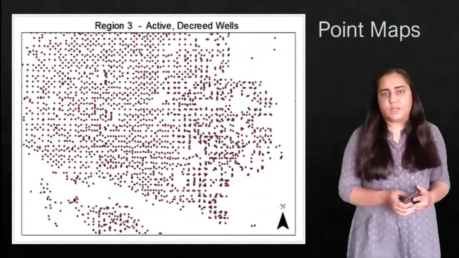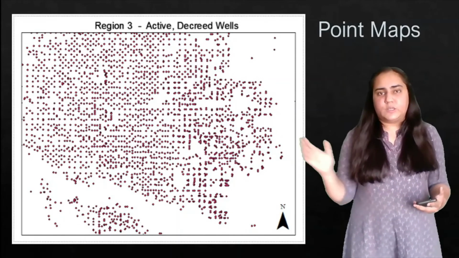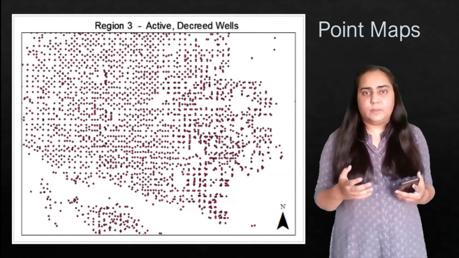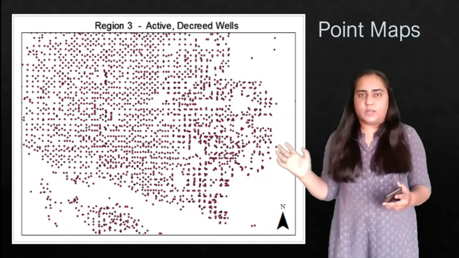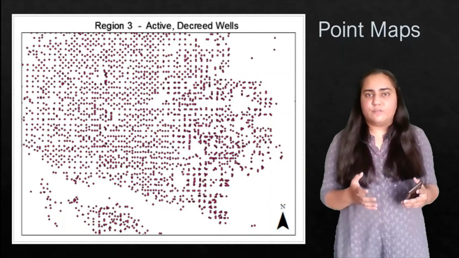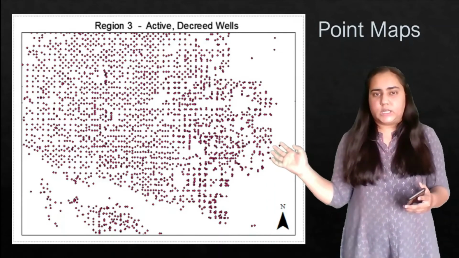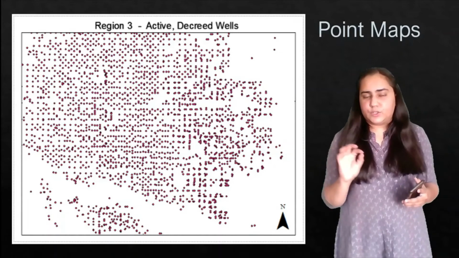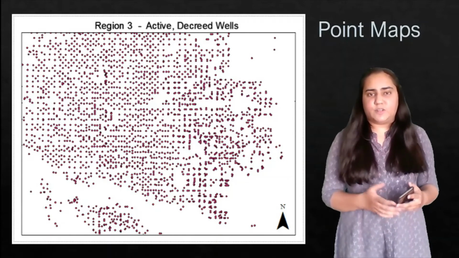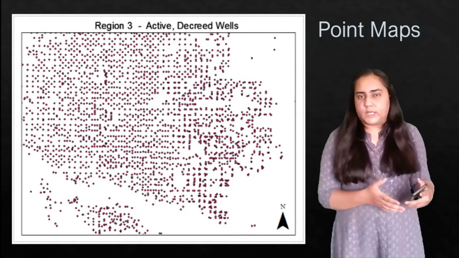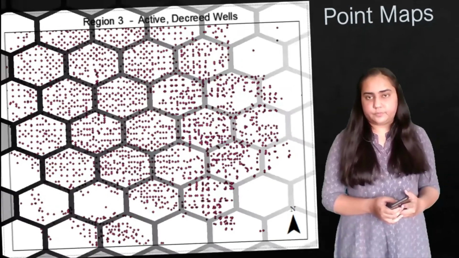And let's have a look at how it looks. This is how it looks. It is again a map. As you can see, it's a region 3 map of some region, and it's about active wells, active decreed wells, and all the things are shown as points on the map. So that's a point map. It's very simple. Just like a choropleth, this is also quite simple to understand.